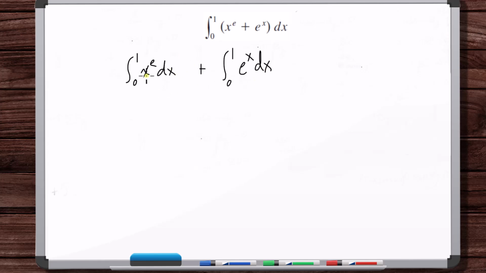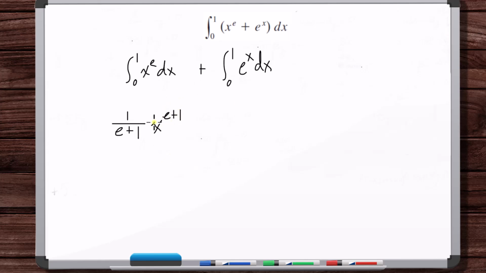All right, x to the e. This is just the reverse power rule. It's kind of confusing with the e, but this is just the reverse power rule. So the antiderivative here is 1 over e plus 1, x to the e plus 1, right?